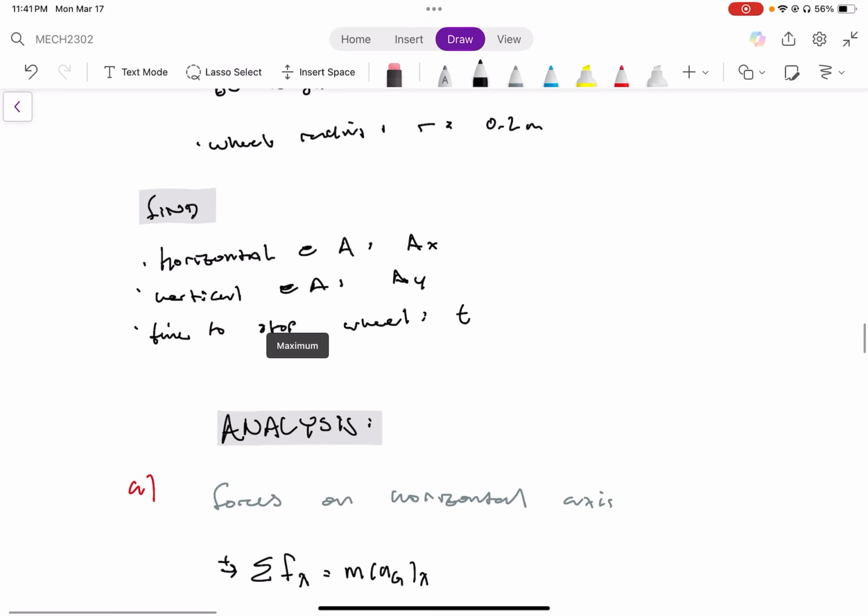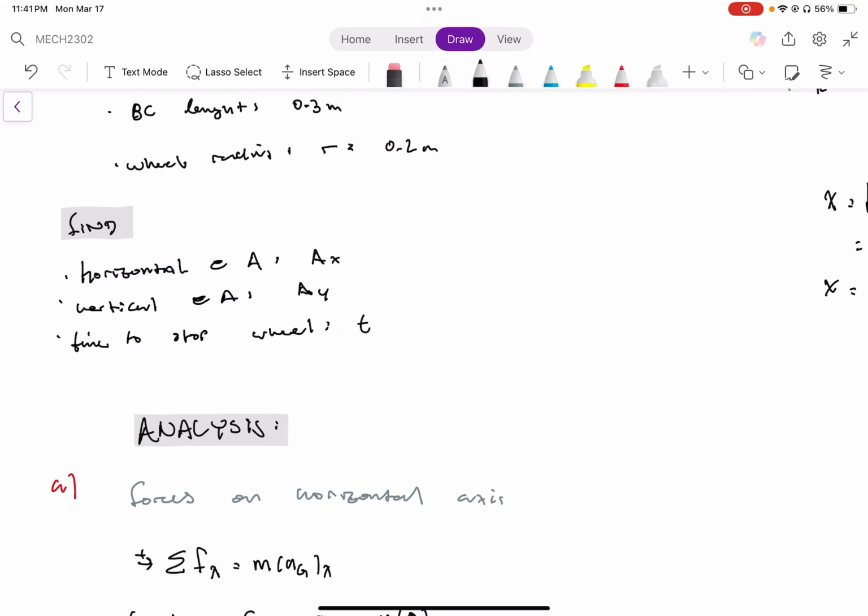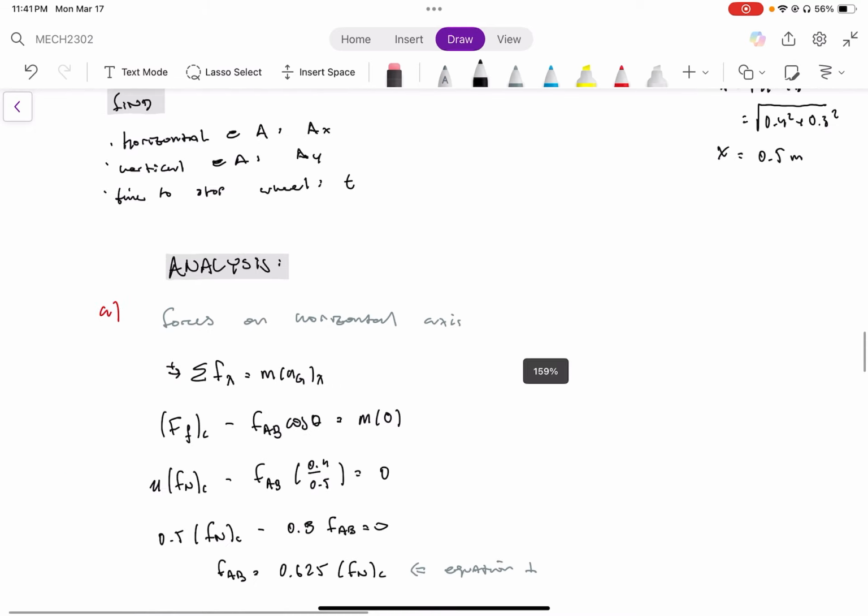We're trying to find the horizontal force at A, AX, the vertical force AY, and the time it takes for the wheel to stop. This is the whole analysis.